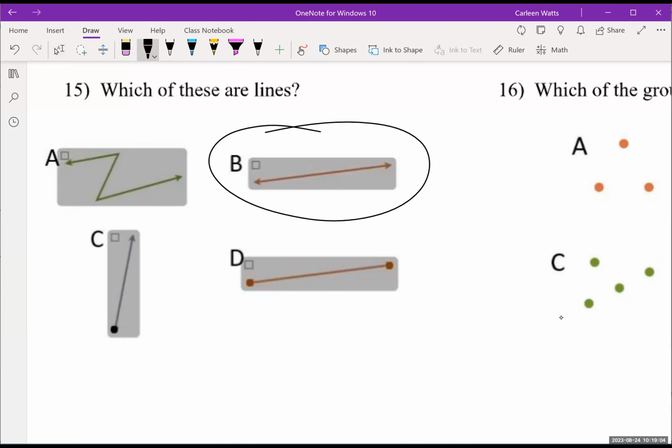Okay, can anyone tell me what this one is? It's not a line. Have you guys seen it yet? Segment. It is not a line. It is a line segment. It is only a piece of the line. Notice it has endpoints, not arrows. Ah, ding, ding, ding.